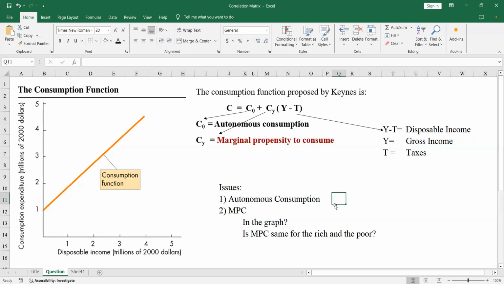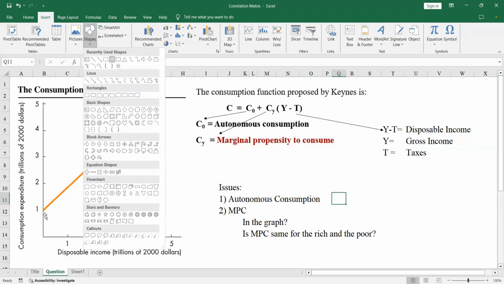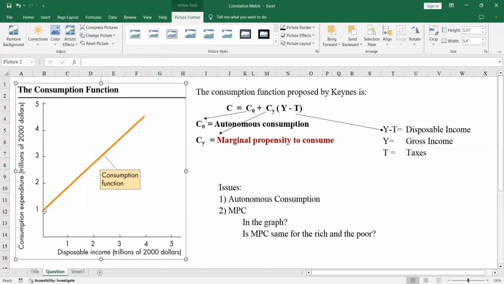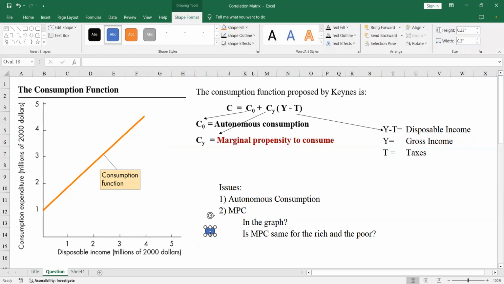The second is MPC. Now, if you look at the graph, C naught is given by this point on the y-axis, which is also your y-intercept. The y-intercept is also the point which we call C naught.